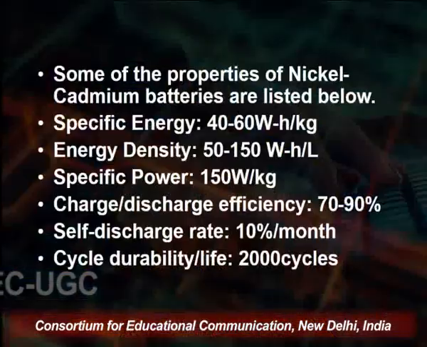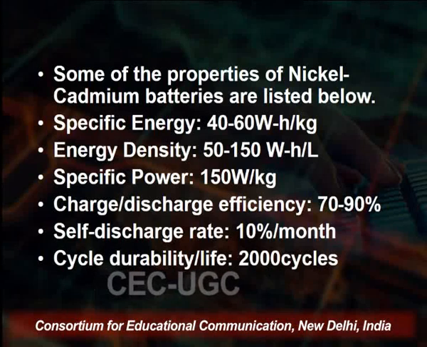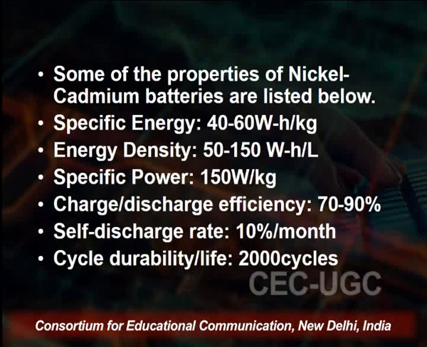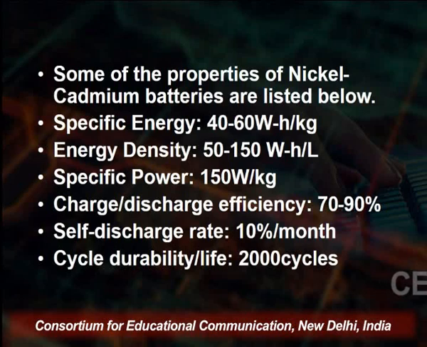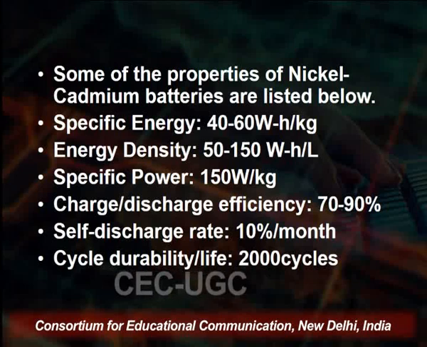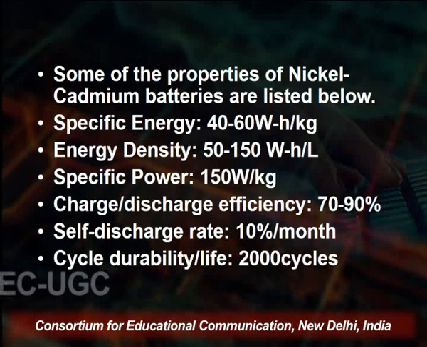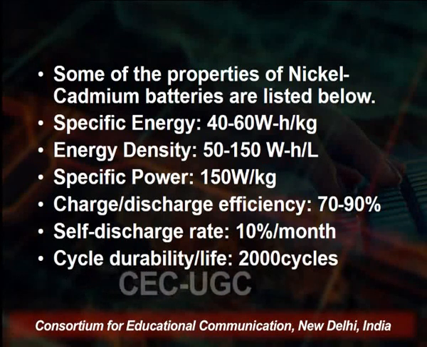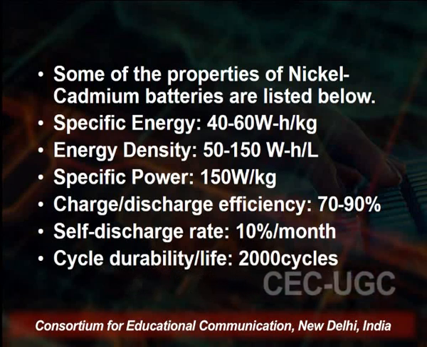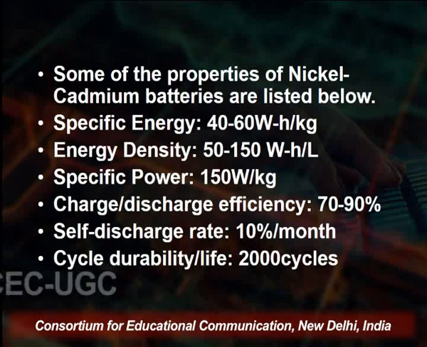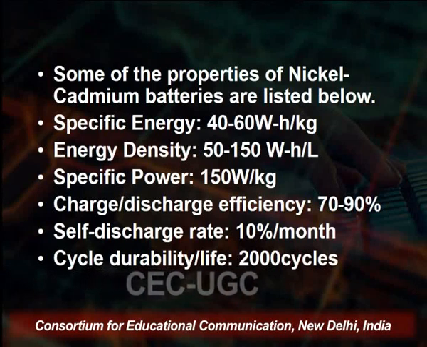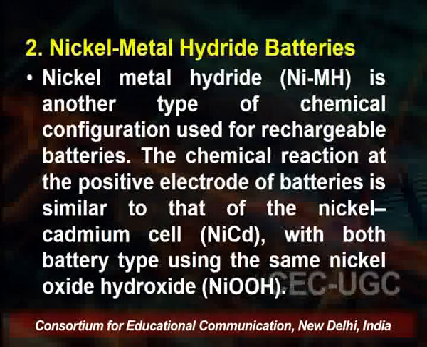Some of the properties of the nickel cadmium batteries are: specific energy 40 to 60, energy density 50 to 150, specific power 150 watt per kg, charge discharge efficiency of 70 to 90%, self discharge rate 10% per month, and cycle durability, defined as 2000 cycles.